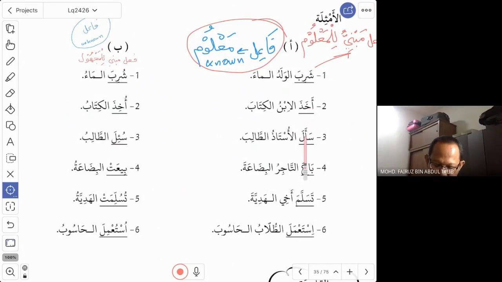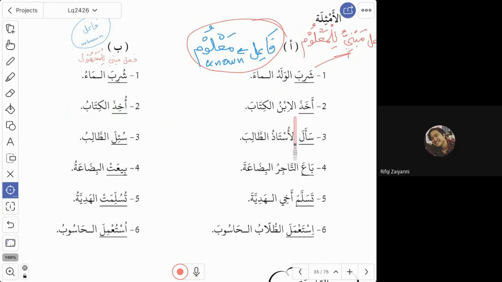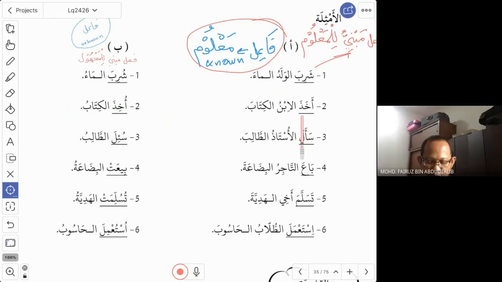Mabni lil ma'lum is easy. It's the normal fi'il. We go to the second sentence. Akhadha al-ibnu al-kitab. The boy took the kitab. Akhadha, to take. Mabni lil ma'lum or majhul? Do you know who took? Yes, al-ibnu. So this is mabni lil ma'lum.